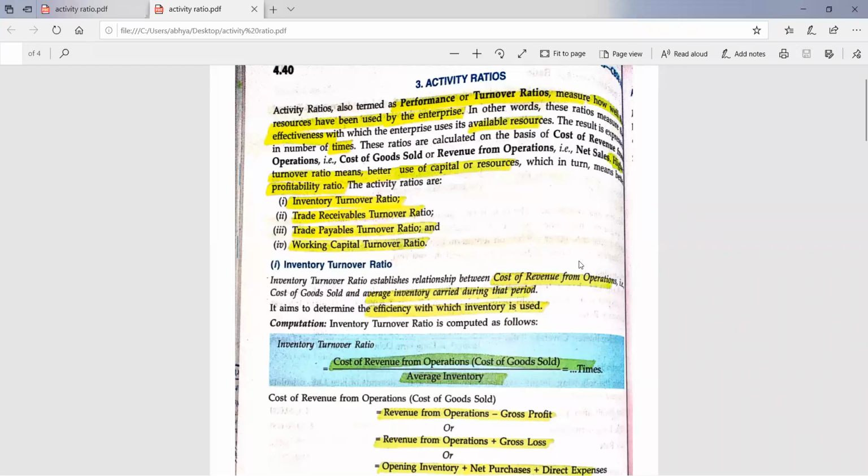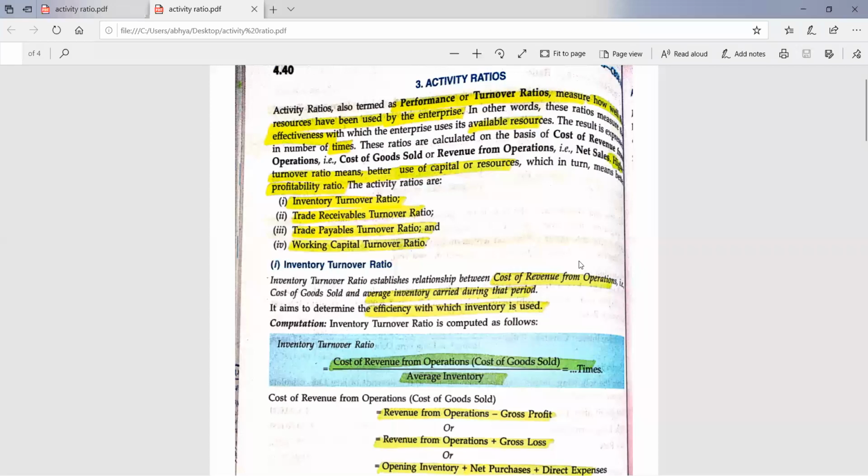These ratios measure the effectiveness with which the enterprise uses its available resources. Effectiveness means no resources waste. All the current assets like trade receivable, inventory, all types of inventory, all are effectively maintained in the business as well as effectively used in the business.